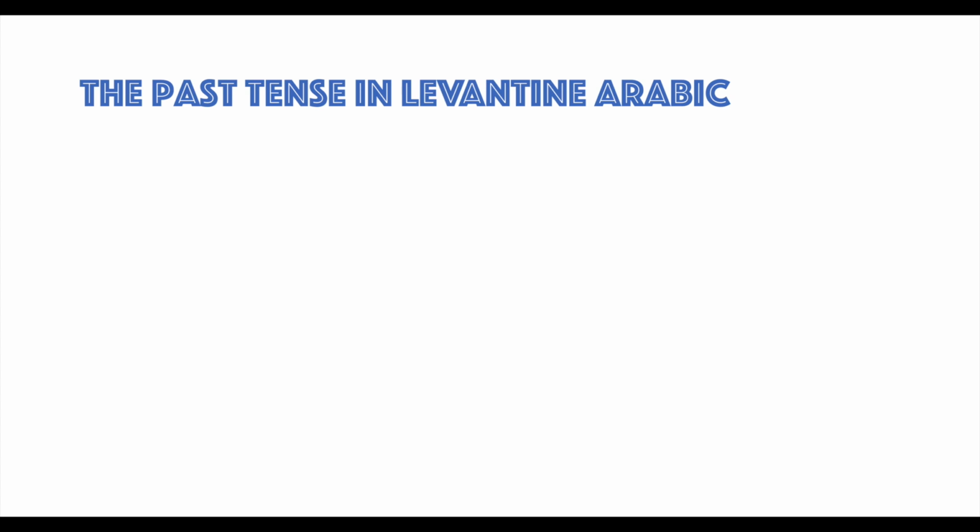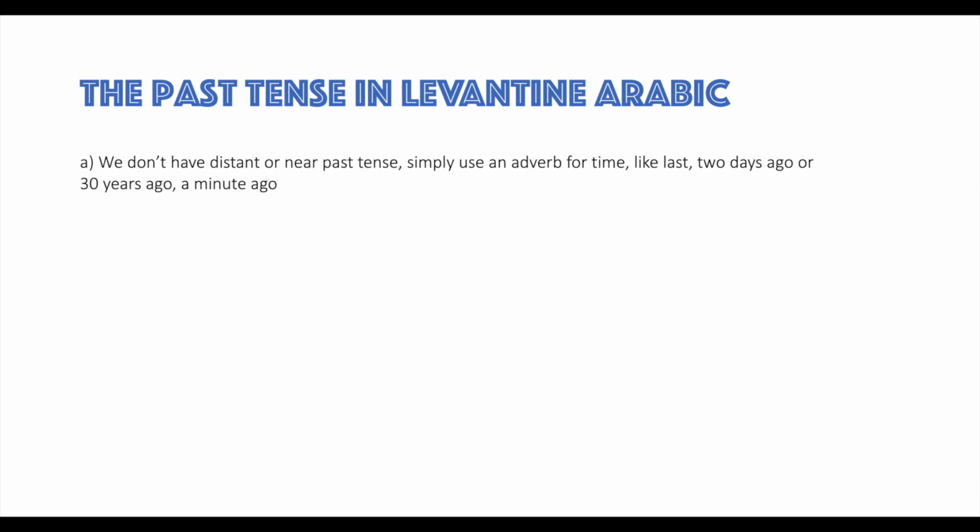In today's session, we'll be going back to basics and we'll be talking about the past tense in Levantine Arabic. Before we start, I'd like to highlight that the past tense is one of the easiest tenses in Arabic, regardless if it's modern standard Arabic or dialect. However, in dialect, it's even easier. Why? First of all, we do not distinguish between a distant past tense and a near past tense. It's simply a past tense.